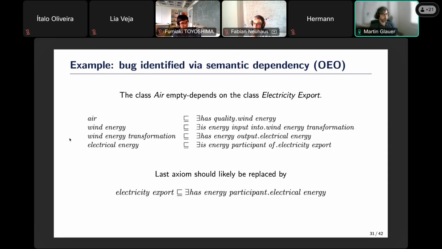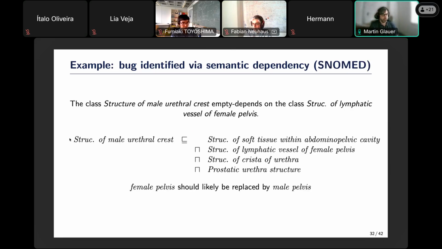Okay, so next slide. We used this approach and applied it to our two ontologies. For example, for the OAO, we were able to find a bug, and you have already seen that. This bug was also identified by our approach. Next slide. We also tried this with SNOMED, and we were also able to find a bug. There was an axiom that said that the structure of the male urethral crest apparently depends on the structure of the lymphatic vessel of female pelvis, which should obviously not be the case. So that was apparently also a bug in SNOMED that we were able to identify using our tool.